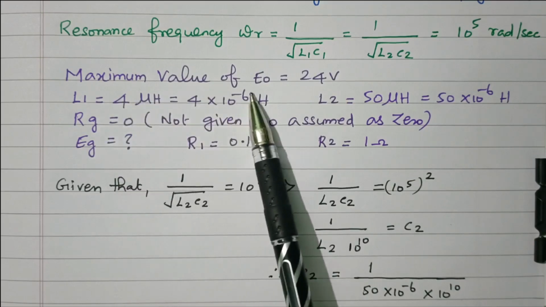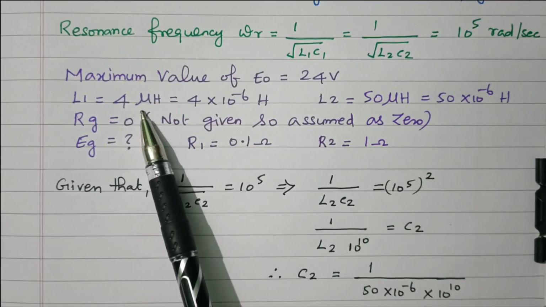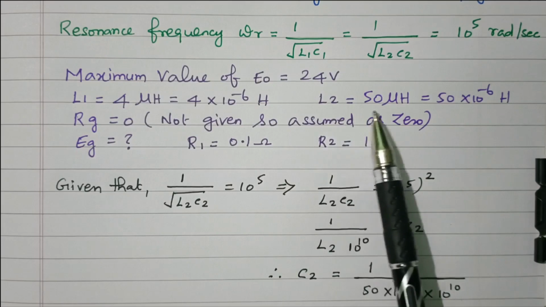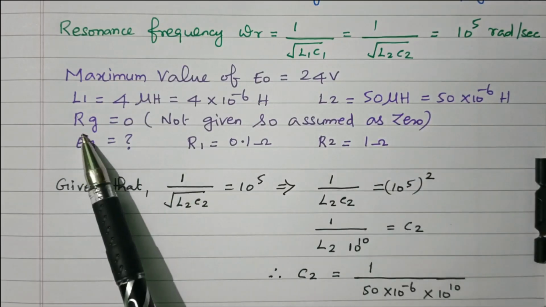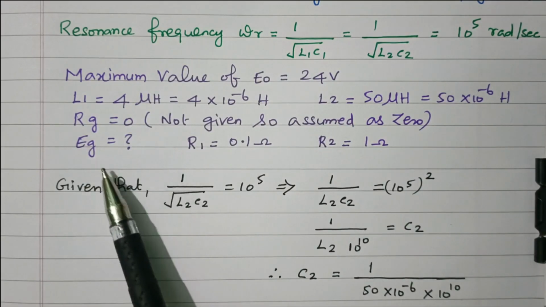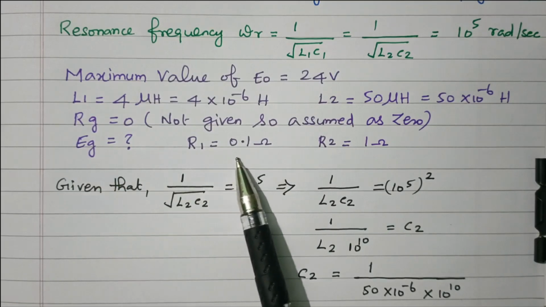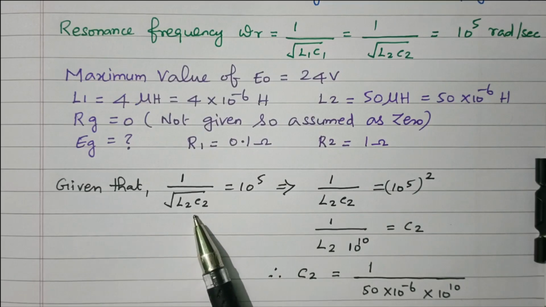The maximum value of E0 is 24 volts. L1 is given as 4 microhenry, that is 4 into 10 to the power minus 6 henry. L2 is 50 microhenry, 50 into 10 to the power minus 6 henry. Rg is 0; the source resistance is not given, so assume it to be 0. We need to find the source voltage Eg. R1 is given as 0.1 ohm, R2 is given as 1 ohm.